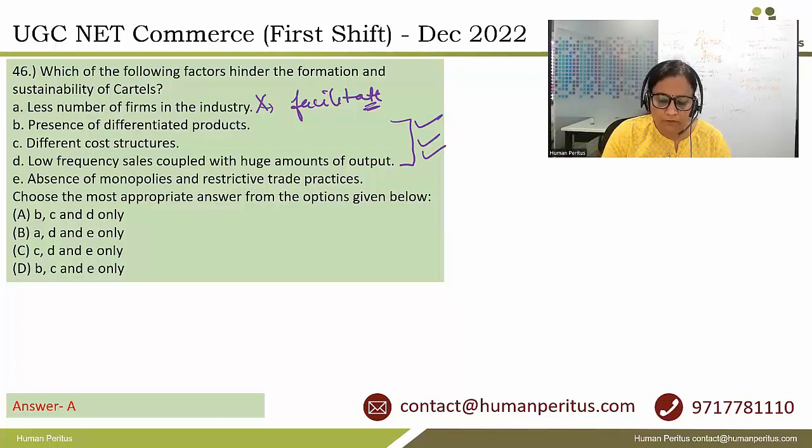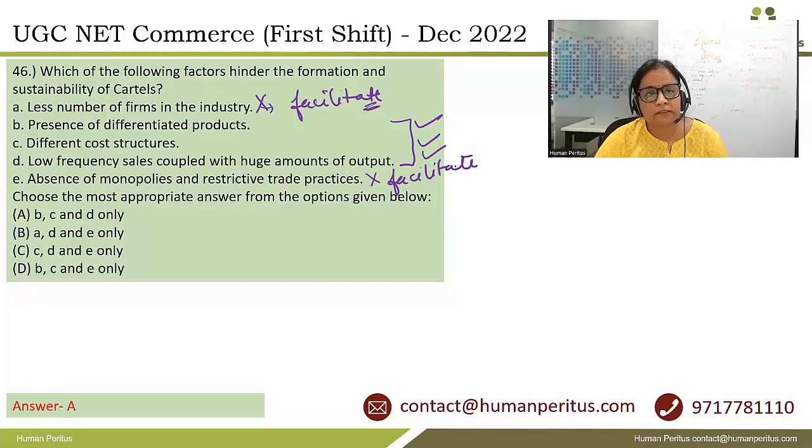And if we are talking about option C, absence of monopolies and restrictive trade practices. So if there are no such laws which are checking on monopolies and restrictive trade practices, then certainly this is going to facilitate the formation and sustainability of cartels. So accordingly, my correct answer is B, C, D, which is reflected through option A, right?